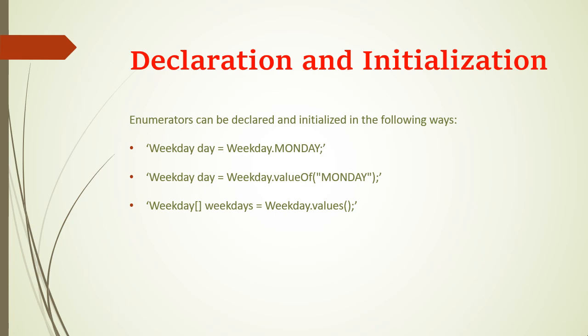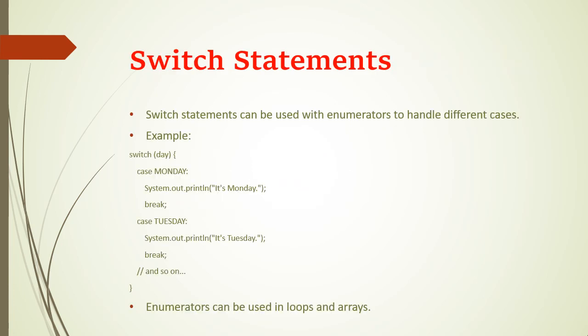Values means it is going to return the constants of the class. ValueOf means it is going to return a particular constant, which will be found by comparing. Then we can see enumerators in statement 2. So we can take an example here, that is switch. We're going to give two cases here, case Monday and case Tuesday, and then we're going to have a print statement and a break statement.